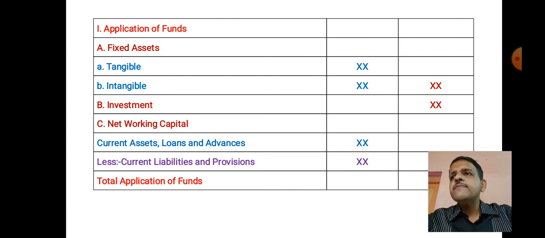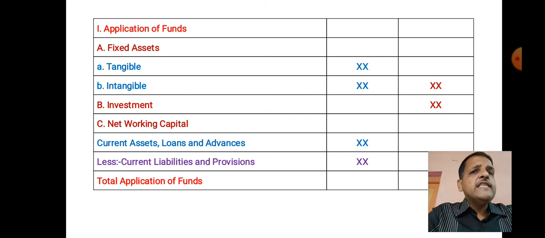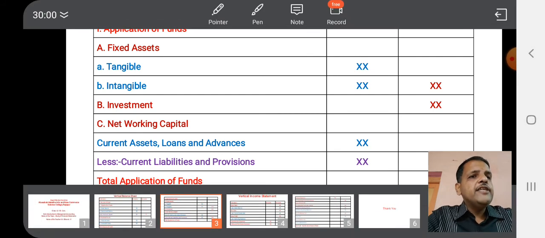Now friends, when we say application of fund, it includes the total of fixed assets, the total of investment and net working capital. Now total application of fund should always tally with total sources of fund. At that time we can say our balance sheet or position statement is tallied.